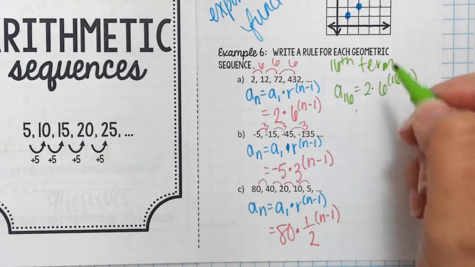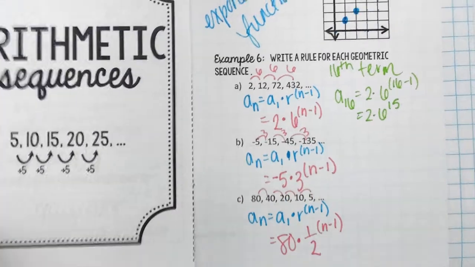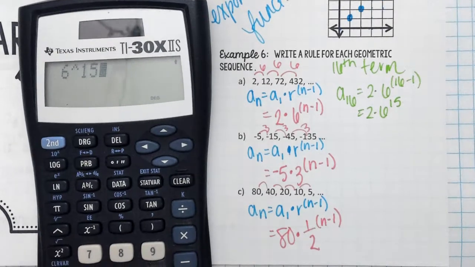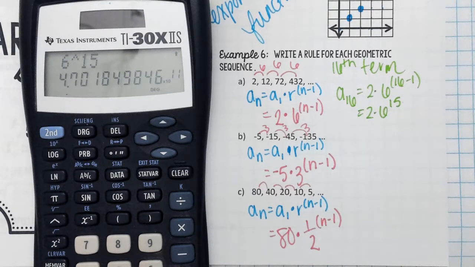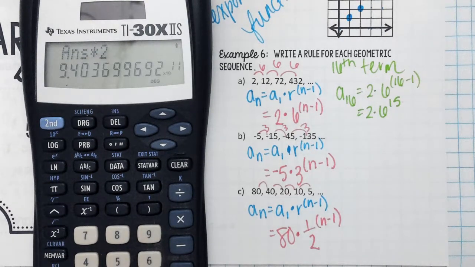Okay, now what is 16 minus 1? 15. Then in your calculator, you would do 6 to the 15th power. So 6 caret 15. Everybody do that. I want to see you typing it into your calculator. Oh, that's going to be crazy. And then I want you to multiply it by 2. Did y'all get craziness? Yeah.